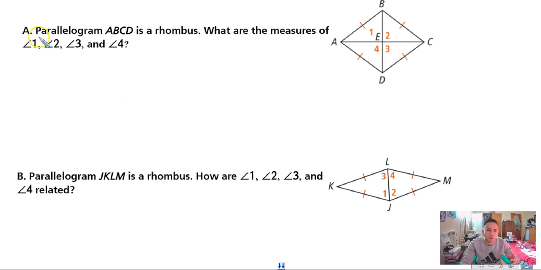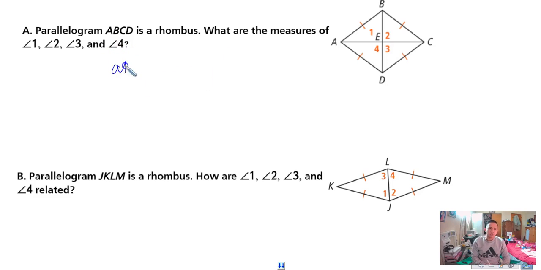We have example A and example B. Example A: parallelogram ABCD is a rhombus. What are the measures of angle 1, angle 2, angle 3, and angle 4? Take note of this: all four sides of a rhombus are congruent. So I want to write that here.